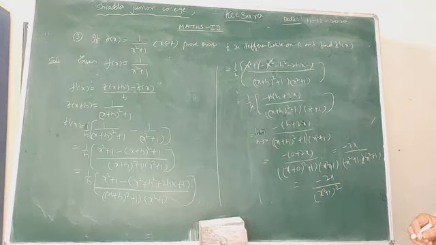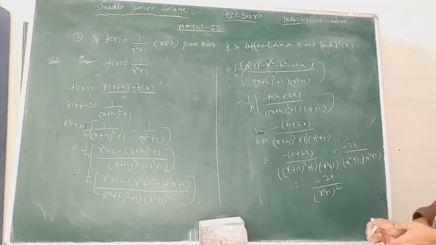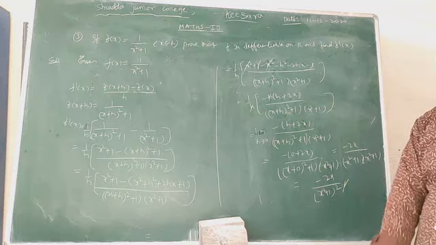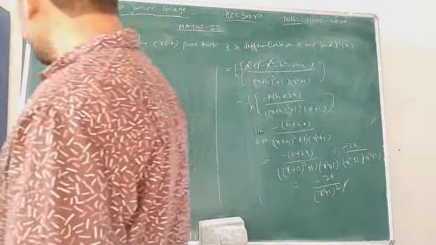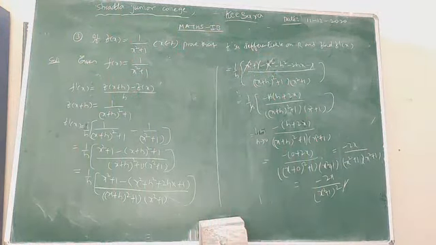What is f of x here? What is given? 1 by x square plus 1. What is f dash of x? d by dx of 1 by x means minus 1 by x square. d by dx of x square means 2x. This is by using the first principle, we have to prove this one. And see the next one.